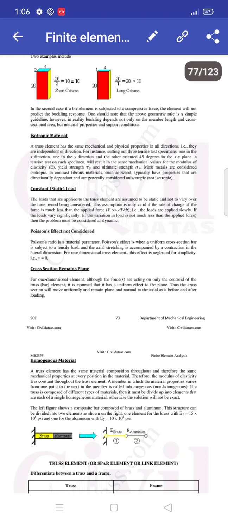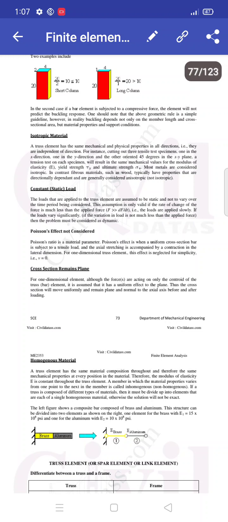Most metals are considered isotropic. In contrast, fibrous materials such as wood typically have properties that are directionally dependent and are generally considered anisotropic, not isotropic. Constant static load.